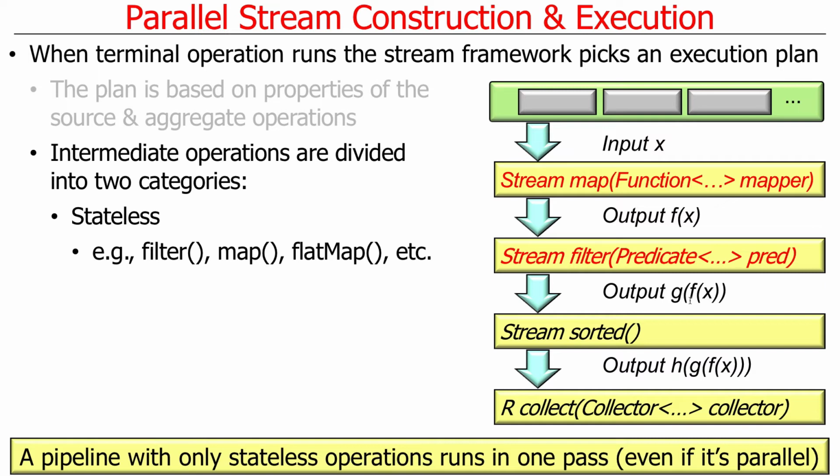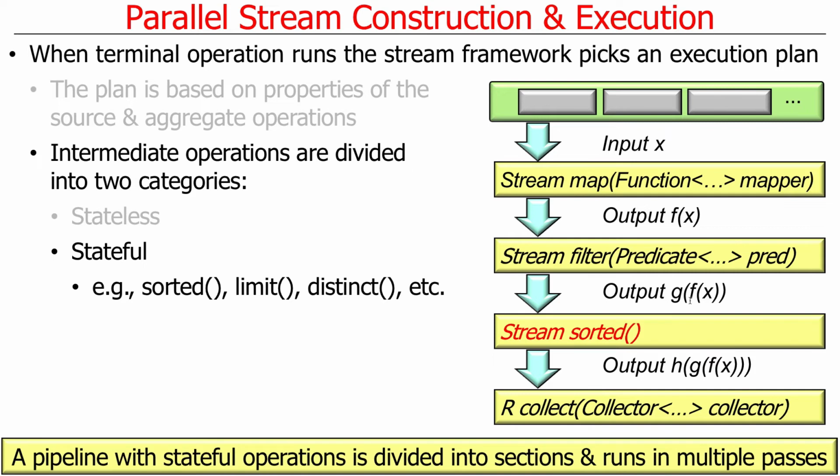That's called layer collapsing. I always forget this. It's basically an optimization for collapsing layers. And so if you have only stateless operations, then the whole thing is done in one pass. And if you have a parallel stream, then each thread in the fork join pool will do it in one pass.